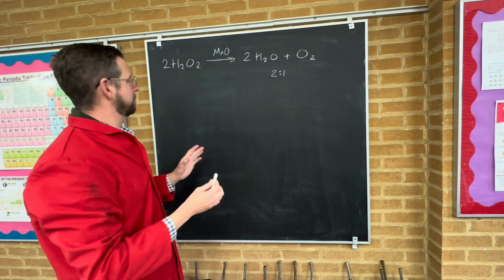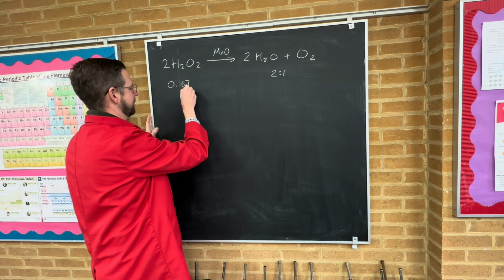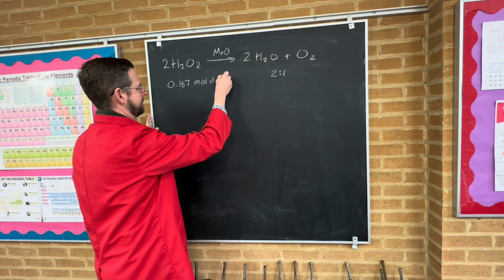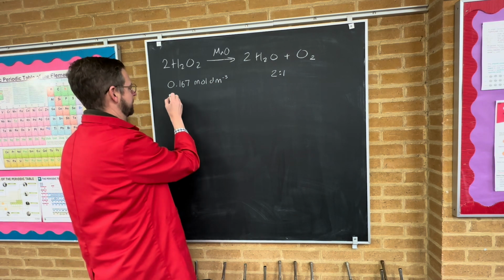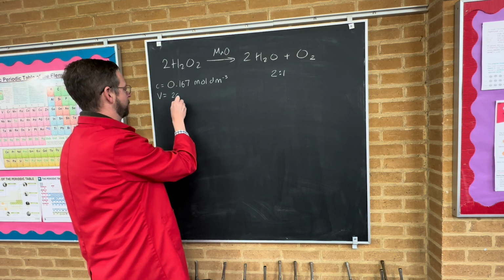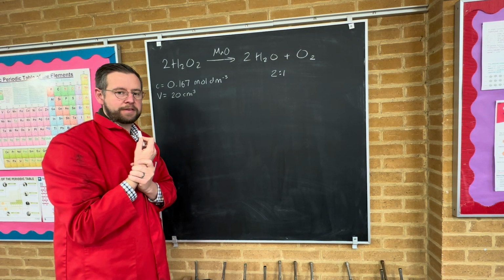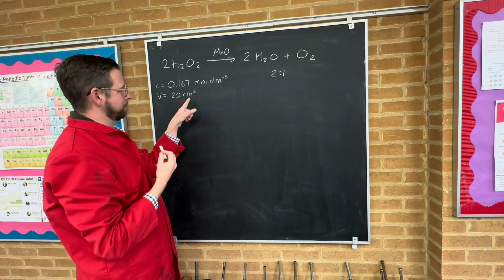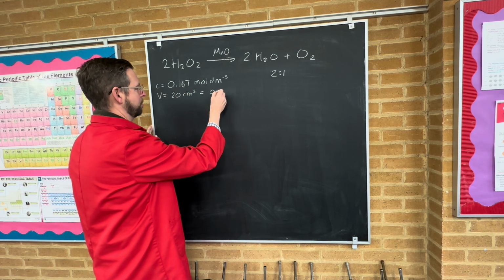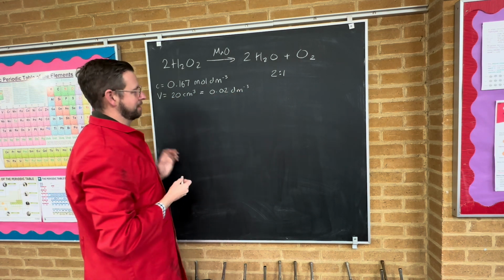Now, the information given about our chemical was that it was 0.167 molar, which is moles per decimeter cubed, and that's the concentration, and that our volume was 20 centimeters cubed. So one of the very first things we need to do is to move this volume into decimeters cubed. So we're going to divide by 1,000 and we get 0.02 decimeters cubed.